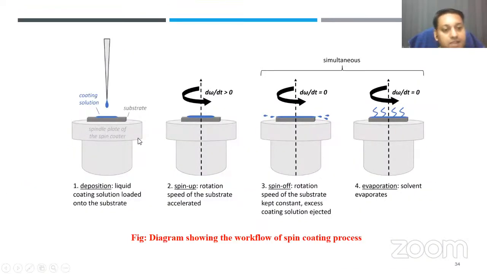So you have the spindle plate of the spin coater, it is rotating, and this substrate is there. You have the coating solution. So what happens with the rotational speed? This will spread out, and finally when the solvent gets evaporated, you will get a thick material, nanomaterial deposited on the substrate, which is what we expected.